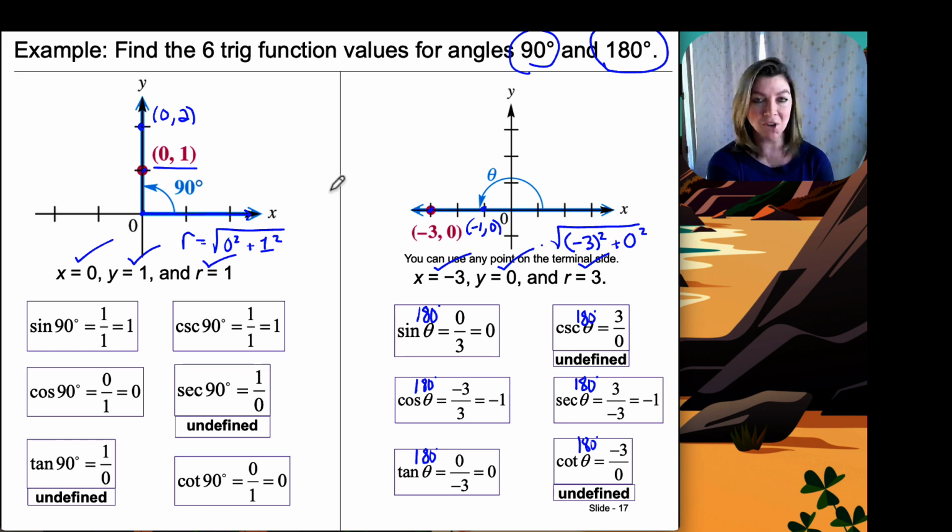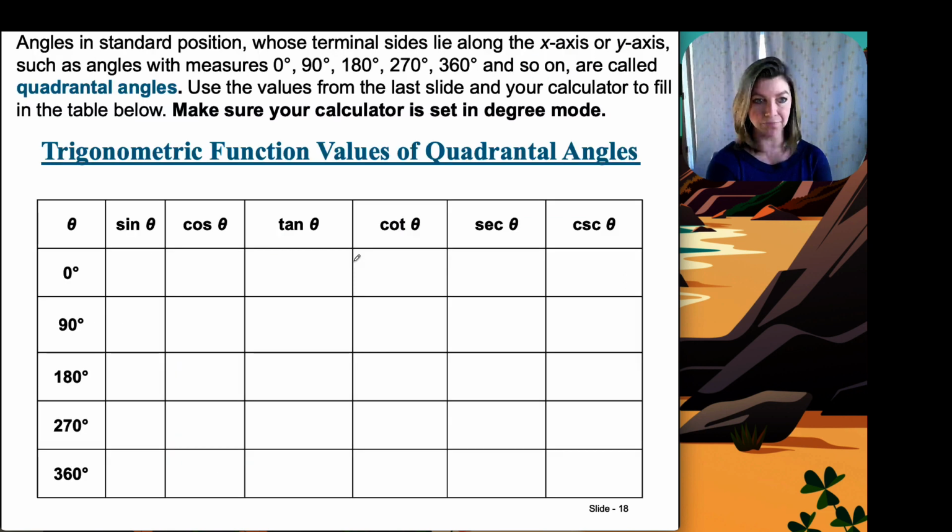Okay, so let's go to the next slide. We're going to use this information to fill in a table on all the quadrantal angles. An angle in standard position whose terminal side lies along the x-axis or y-axis, such as an angle with measures 0 degrees, 90 degrees, 180, 270, 360, and so on, are called quadrantal angles.